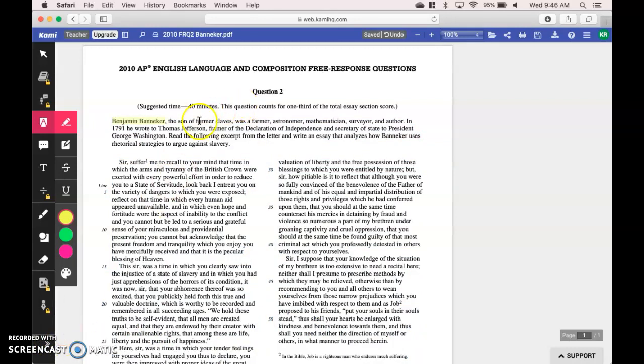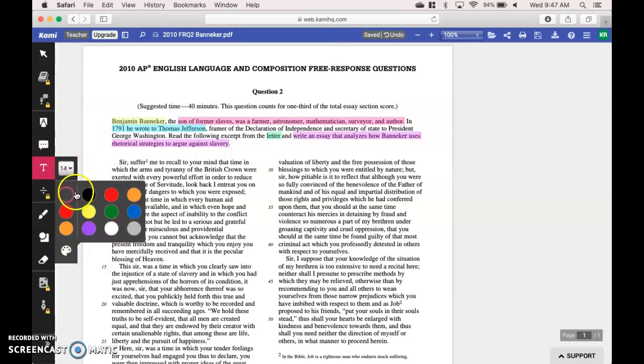Benjamin Banneker, the son of former slaves, was a farmer, astronomer, mathematician, surveyor, and author. In 1791, he wrote to Thomas Jefferson, framer of the Declaration of Independence and Secretary of State to President George Washington. Read the following excerpt from the letter and write an essay that analyzes how Banneker uses rhetorical strategies to argue against slavery.